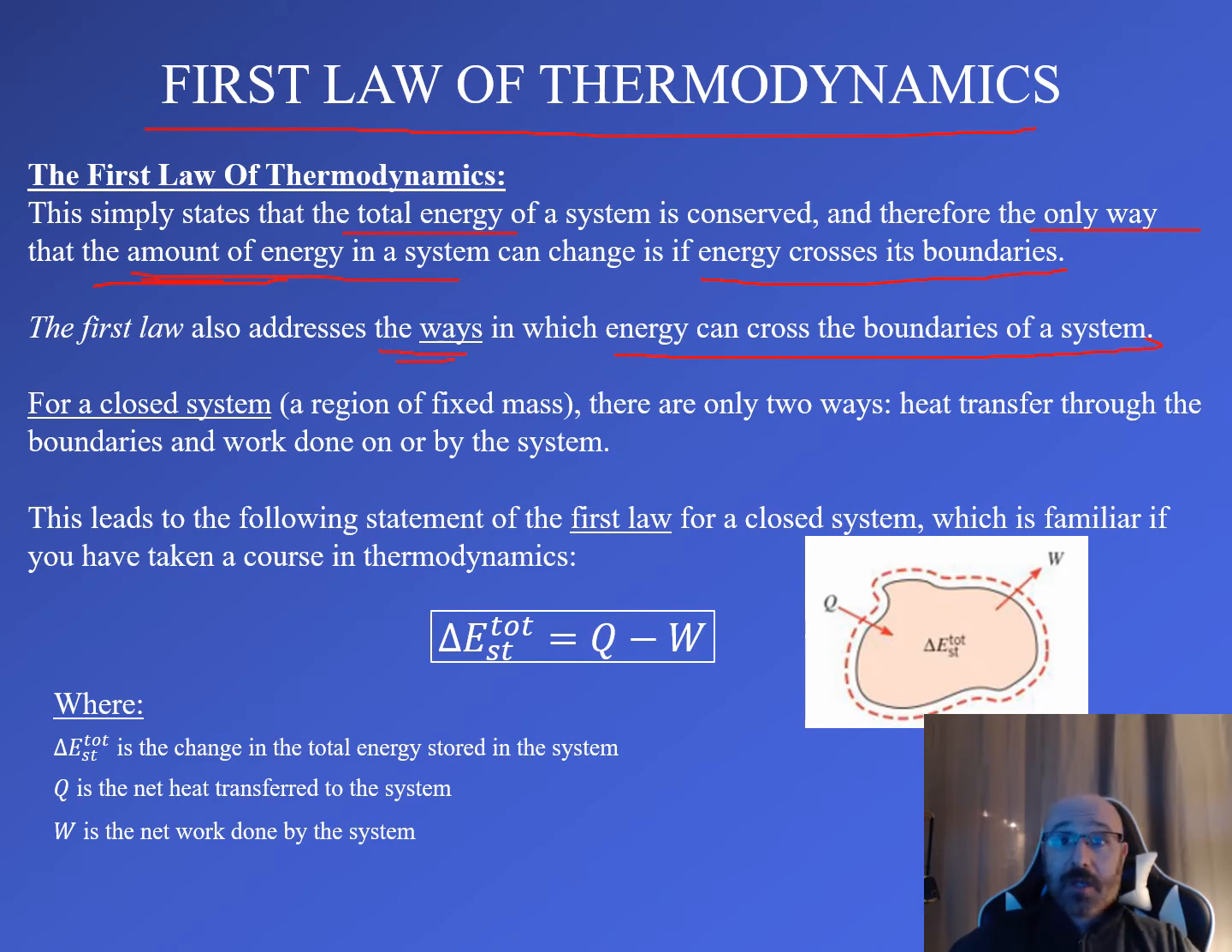So if we take the simple case here for a closed system, or a region of a fixed mass, there's only 2 ways. Heat transfer through the boundaries and work done on or by the system. And that's kind of important there, work done on a system or work done by the system. We'll get into that in a little bit more detail in a little bit. So what this does is this then leads into the first law for a closed system, which is familiar if you've taken thermodynamics before. You've seen this plenty of times.